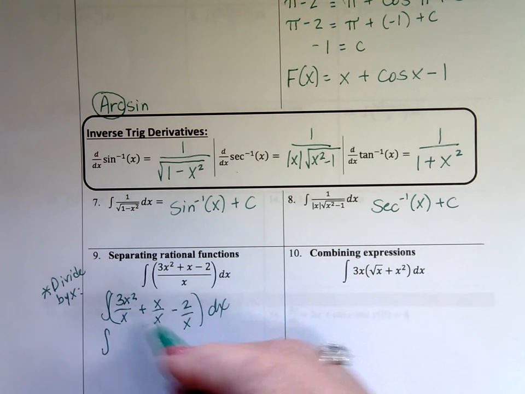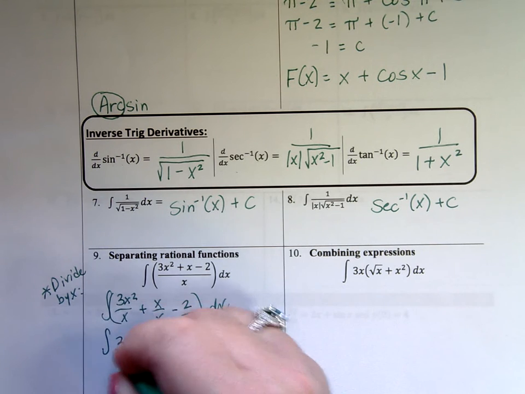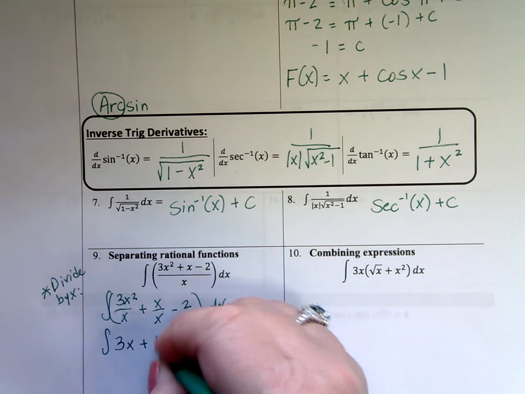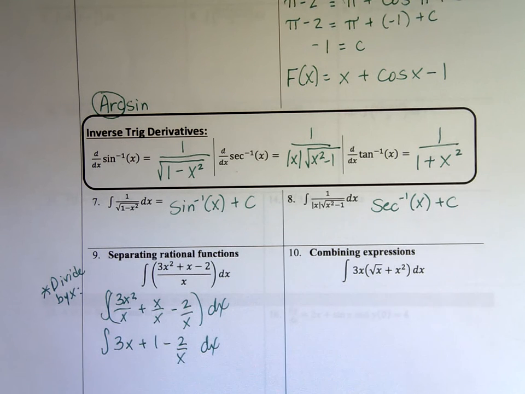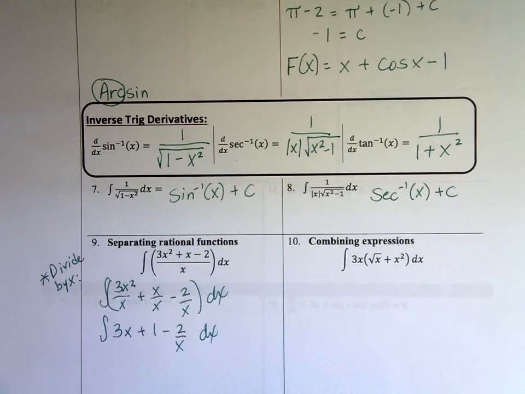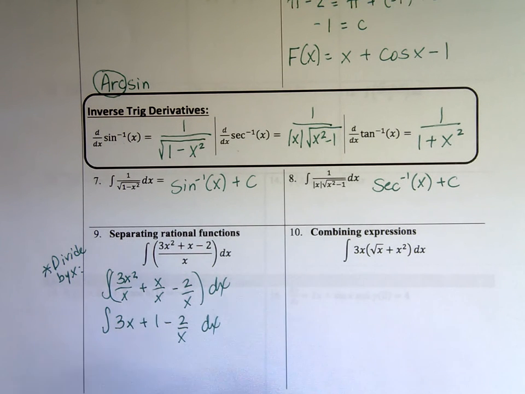3x squared over x is 3x. x squared over x is 1. 2 over x stays 2 over x. And then you can integrate each piece. So the power rule, apply the power rule to that. Add a power on, divide by the power.